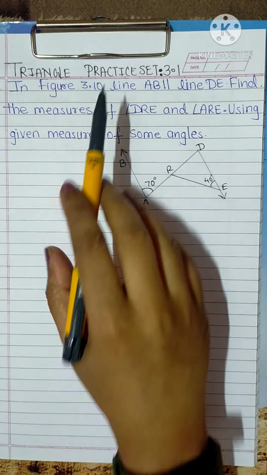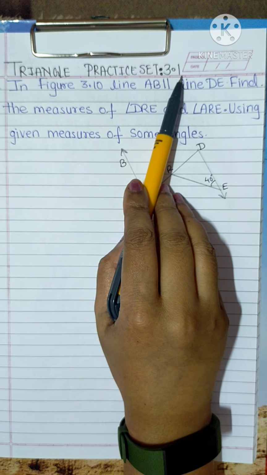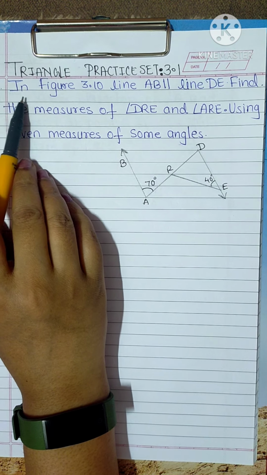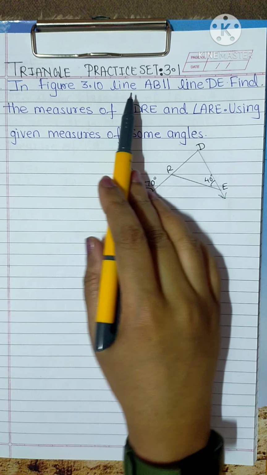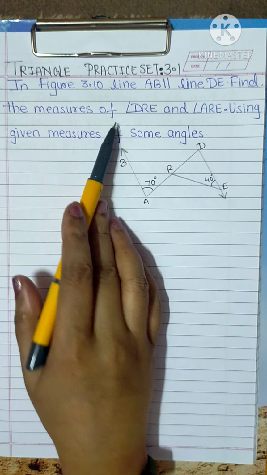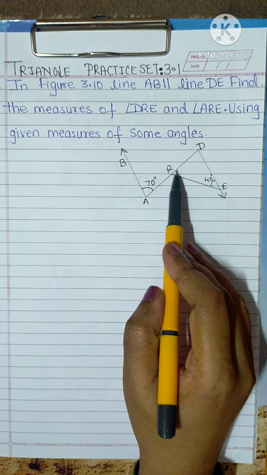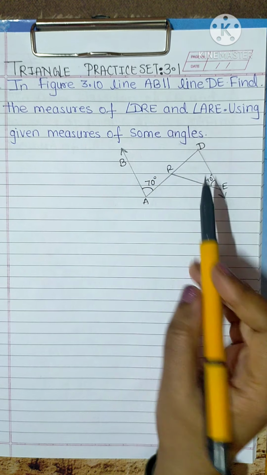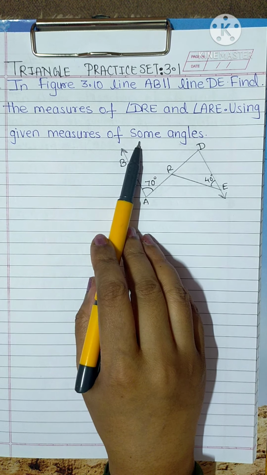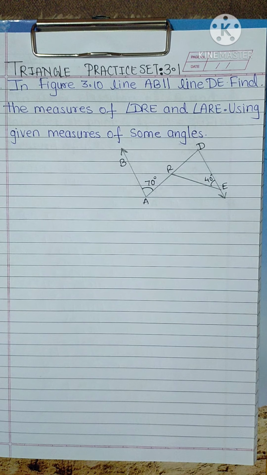Today we are going to practice Chapter 3 Triangle, Practice Set 3.1 of 9th Standard. So question number 6. In figure 3.10, line AB is parallel to line DE. Find the measure of angle DRE and ARE using the given measure of some angles. So we'll start with the solution.